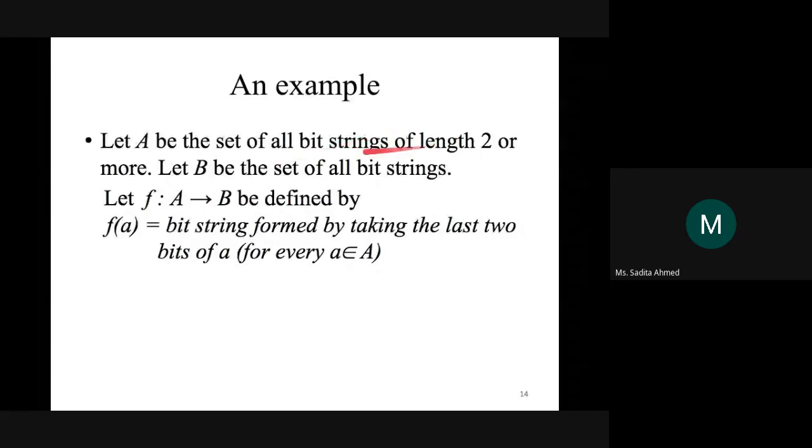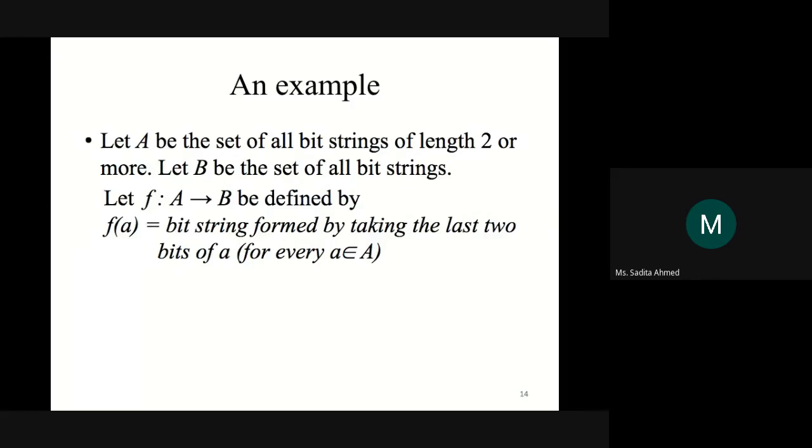That is exactly why you have here bit strings of length 2 or more. Because in order to form a bit string by taking the last 2 bits, you need at least 2 bits. So that's why we have bit strings of length 2 or more in the domain. So it's safe to assume that in the domain, we will always have a bit string which has at least 2 bits in it. Then I'll go there and take the last 2 bits.